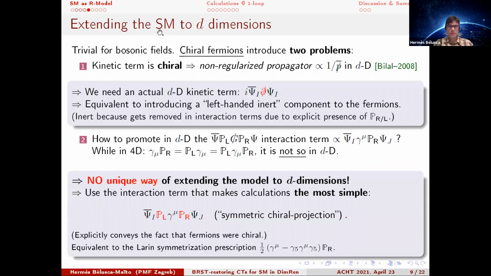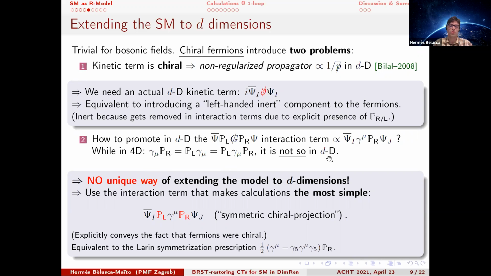So there is the question of extending the standard model to d dimensions, and we know that basically we need to have fully d-dimensional propagators for the fermions, otherwise there is a problem of non-regularized propagators. So we need a full d-dimensional kinetic term for these fermions, and for the interaction term, while in 4 dimensions, the gamma mu times the right projector is equal to a symmetric projected term. This is not so in d dimensions.